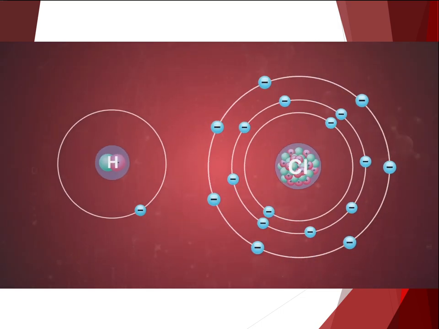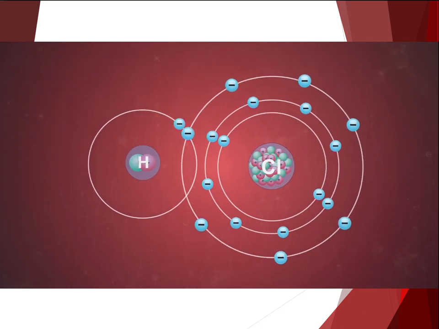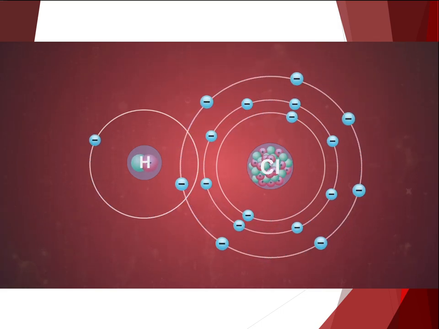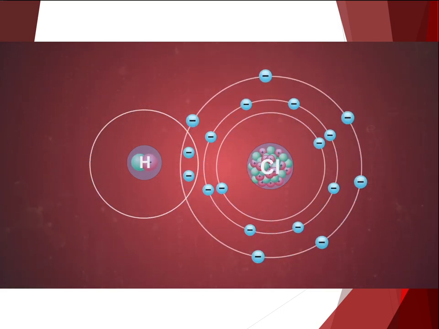Hydrogen and chlorine both have incomplete outer shells. So these two atoms can form a covalent bond by each sharing an electron to form hydrogen chloride.